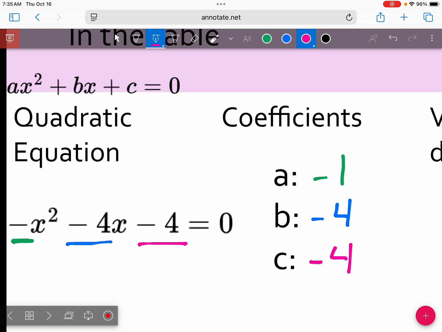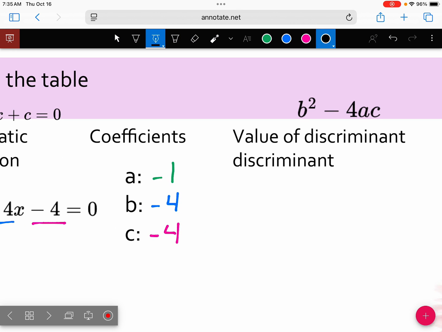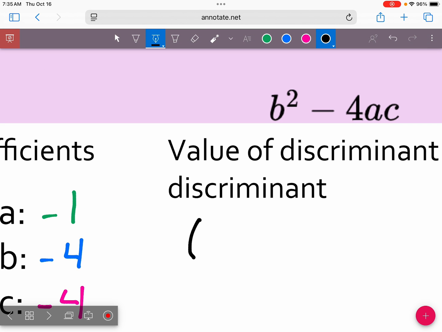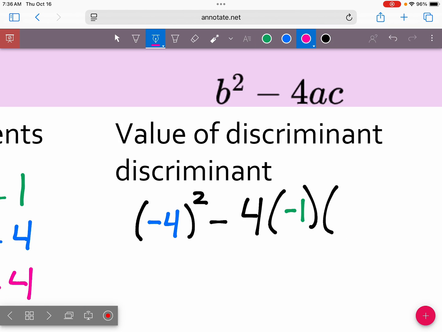Make sure you put in parentheses if you're doing it in the calculator, or you are paying very, very careful attention doing it by hand. Either way, we're going to need to be careful, because we need to make sure we're doing -4 squared, -4 times -4, minus 4 times our -1 times that -4.